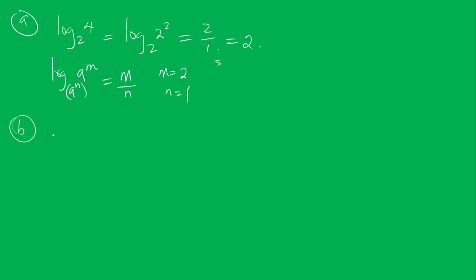Then for B, we have log 1 over 9 to base 3.